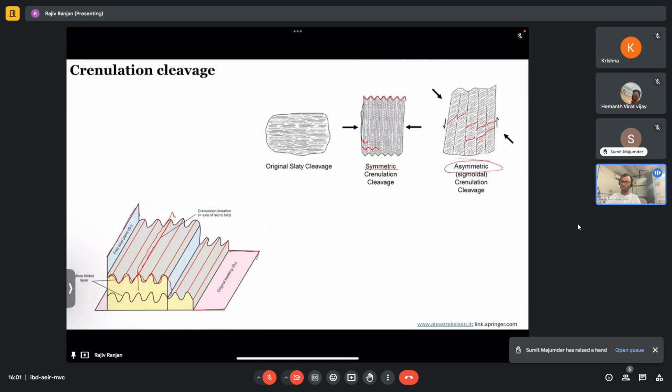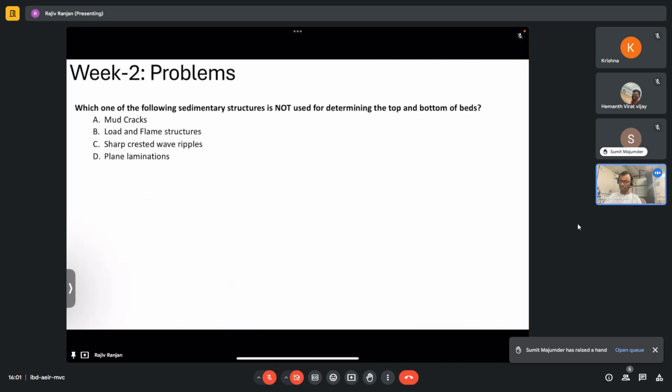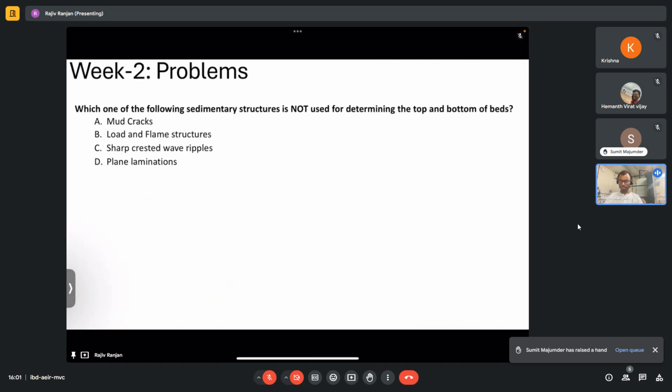So this was just to show you this crenulation cleavage. So let's move to the next question. Which one of the following sedimentary structures is not used for determining the top and the bottom? In the following options, which structure is not used to find the top and bottom of beds? Mud cracks. We studied that mud cracks are useful for top and bottom.